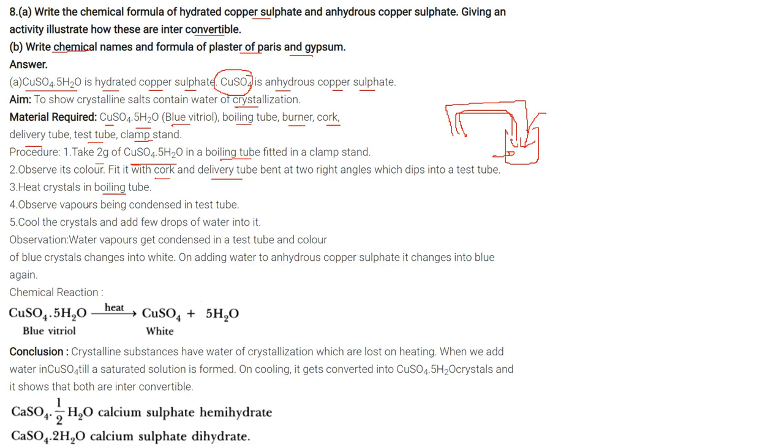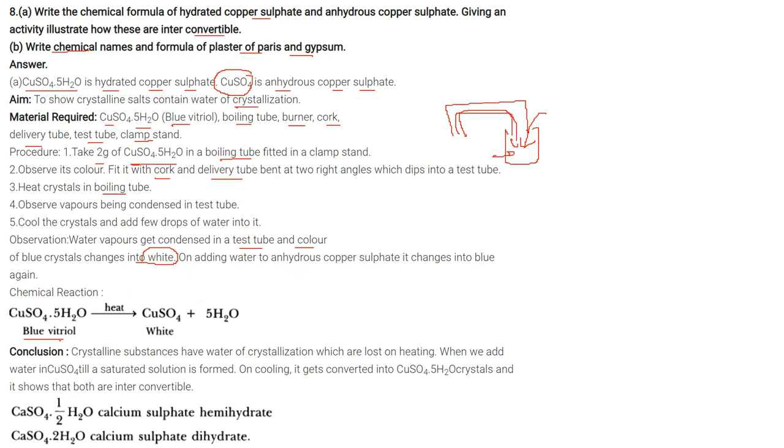What will be our observation? Water vapors get condensed in the test tube and the color of the blue crystal changes to white. On adding water to this anhydrous copper sulfate, it changes to blue again. So what is the chemical reaction?